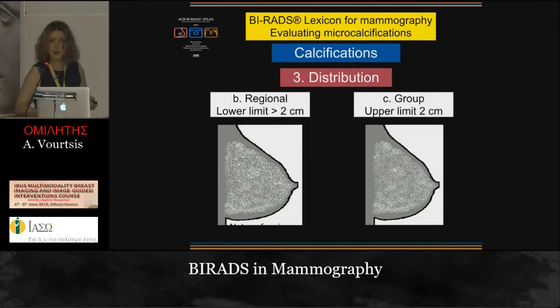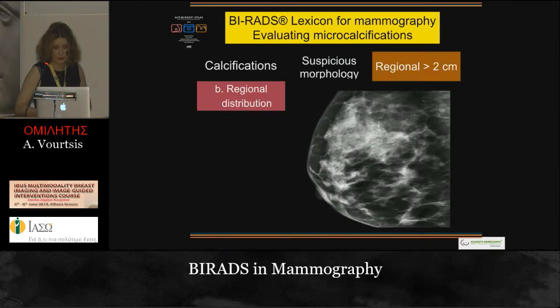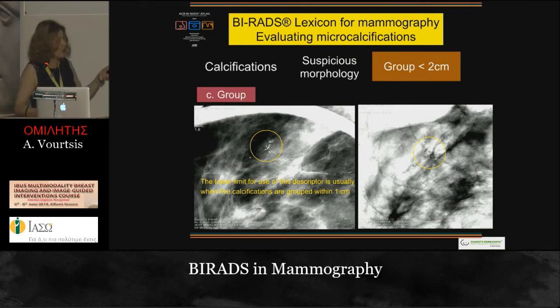And what is the definition of a group of calcifications? It is defined as calcifications that are located in a region of the breast that is less than 2 centimeters. It's usually about 1 centimeter, but always less than 2 centimeters. And the regional calcifications are defined as the ones that are located in an area of the breast that is larger than 2 centimeters. These are regional calcifications, and this is a group of calcifications. You can see the small area of the breast. It is just tiny.